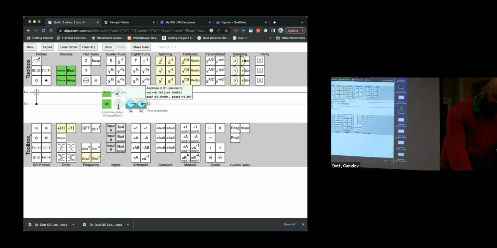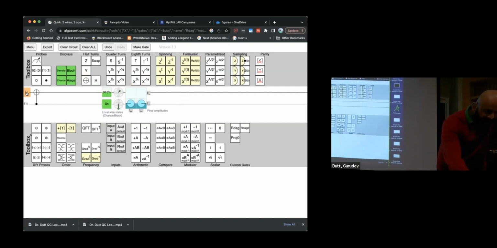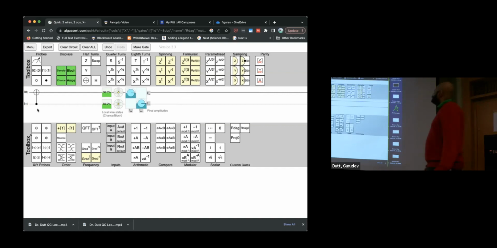Okay, so you can play with that on your own. Oh, I'm sorry, I made a mistake, didn't I? That's not entangled, because the one that has to come in is this one right there. Now we're talking.